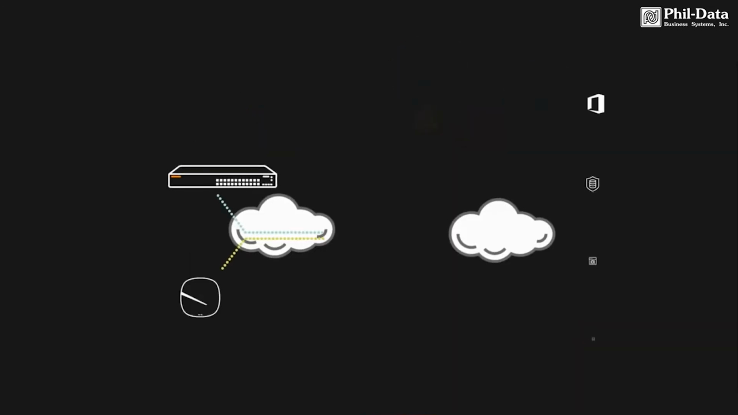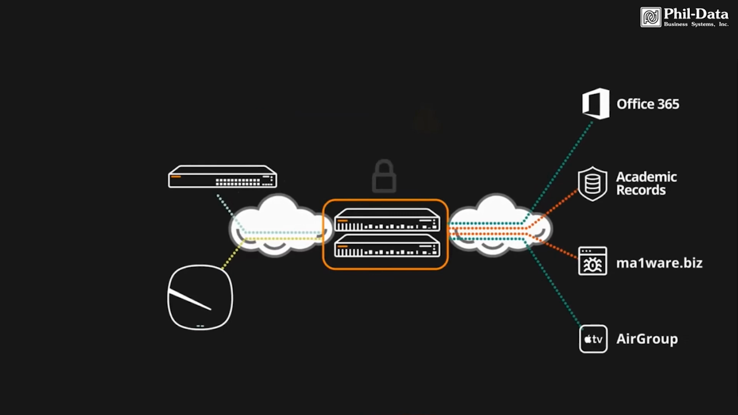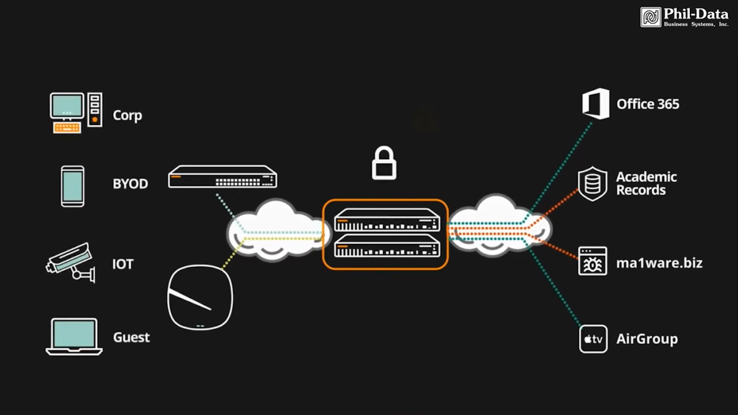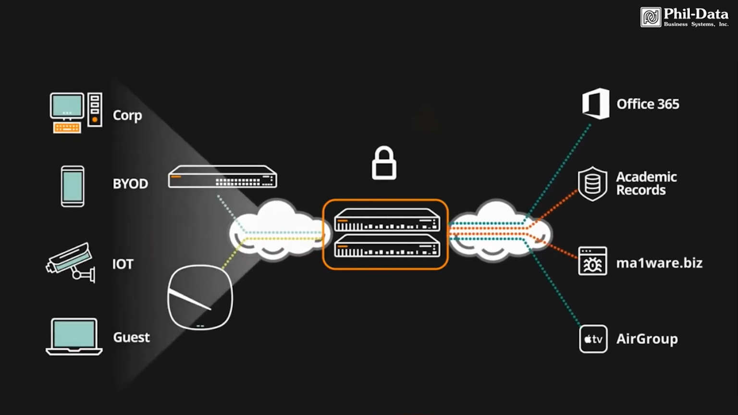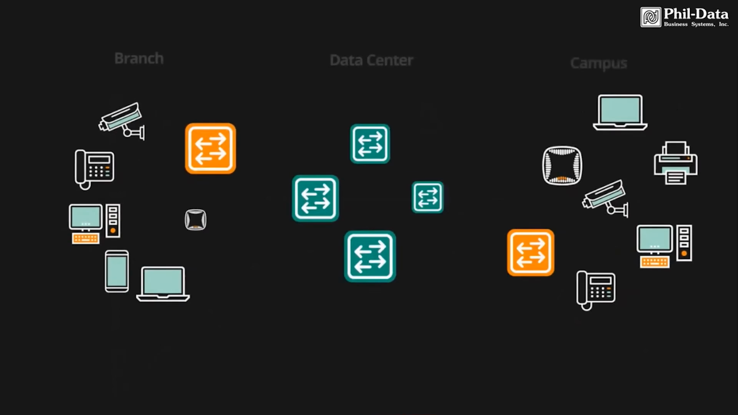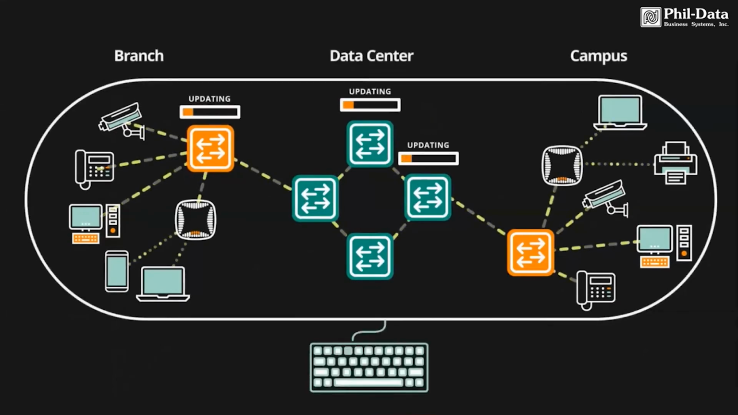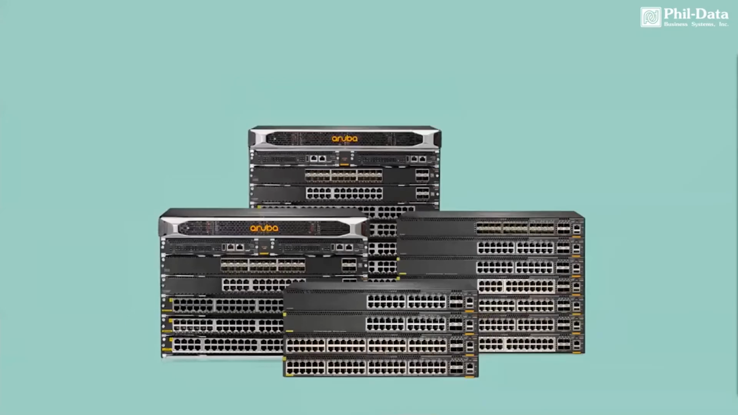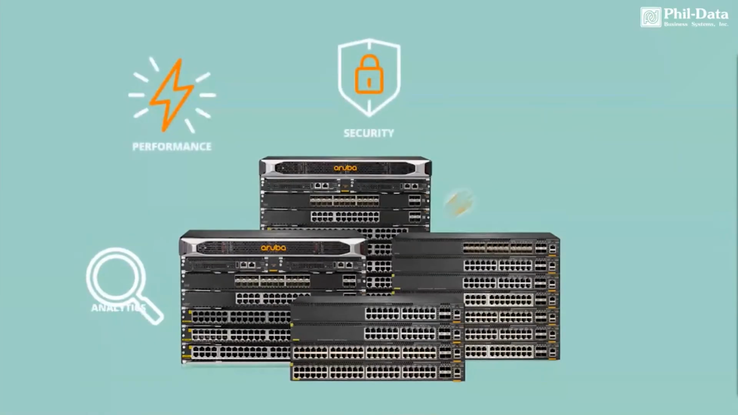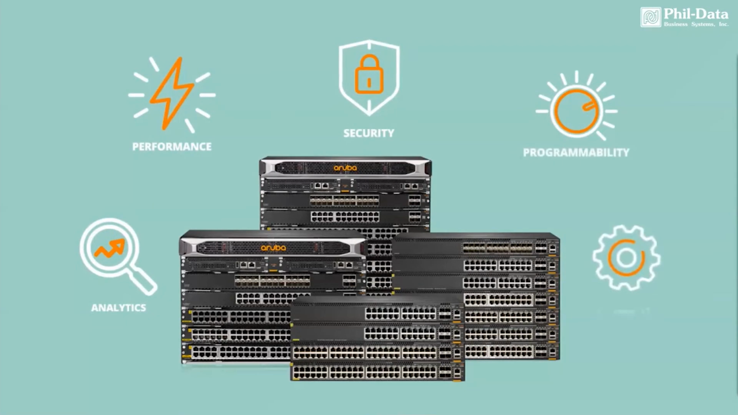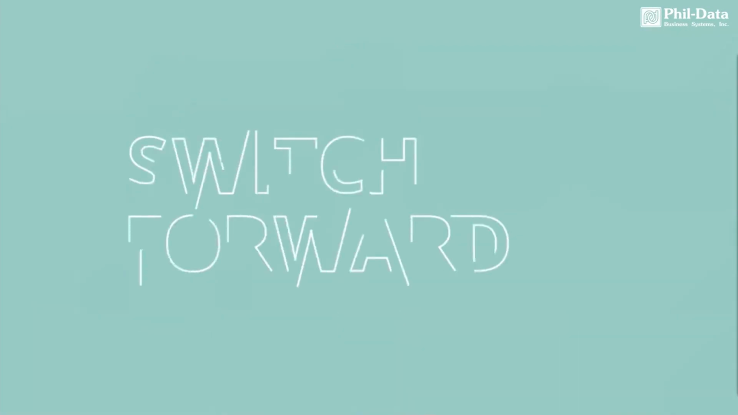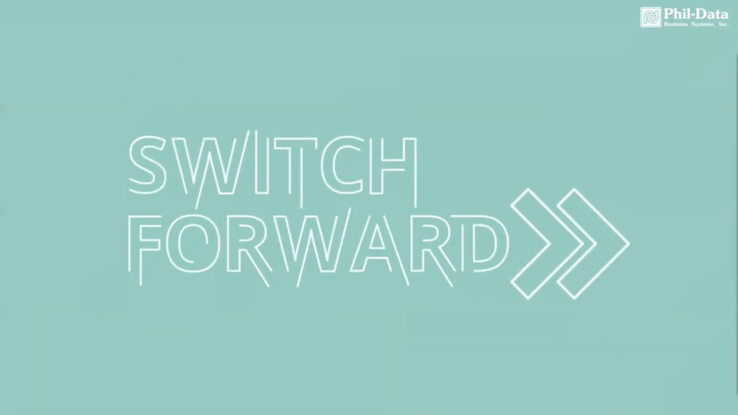Dynamic segmentation enables unified policy and secure access for users and IoT devices across wired and wireless networks. And with high availability built in, there's no downtime, even during upgrades. Don't keep your network locked into outdated platforms of the past. It's time for a next-generation switching portfolio that is intelligent, automated, and scalable. It's time to switch forward with Aruba CX.